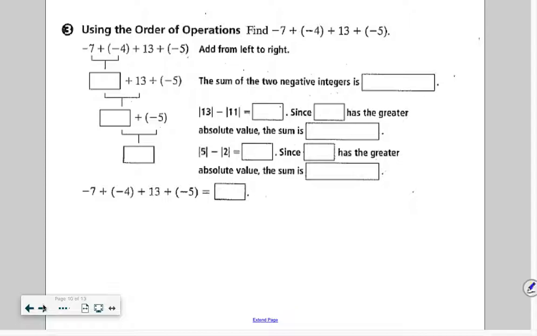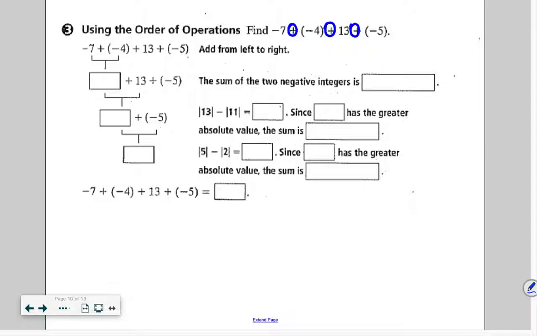Using the order of operations. You do not have this one in your notes, so just follow along on the board, please. Pencils down, eyes on the board. Use the order of operations to find -7 plus -4 plus 13 plus -5. So this is all one gigantic addition question, right?